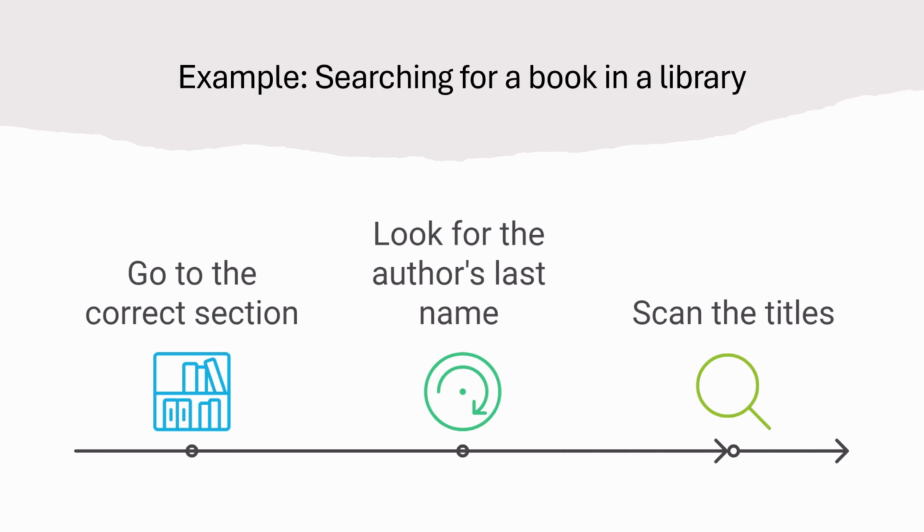1. Go to the correct section based on the book's genre. 2. Look for the author's last name. 3. Scan the titles until you find the right book. This is a simple algorithm that we, as humans, follow instinctively. In programming, we need to break down problems into these kinds of step-by-step instructions that a computer can understand and execute. This brings us to the importance of problem-solving in programming.